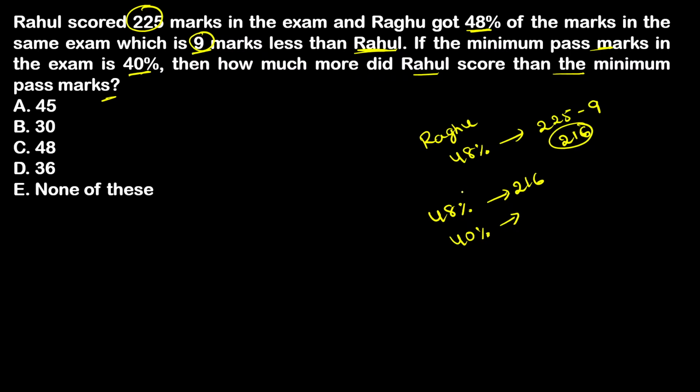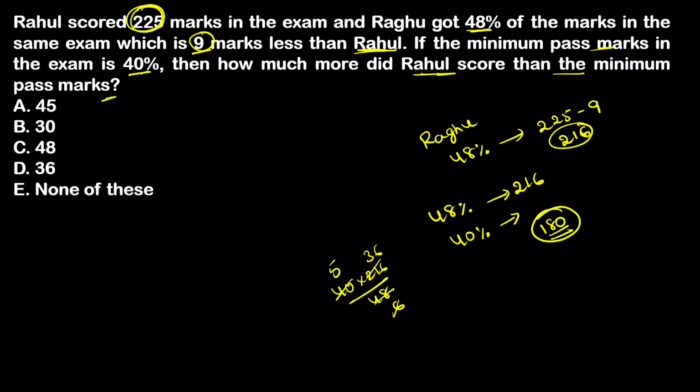If 48% is 216, if you try to calculate it this way, 8 times 5, 8 times 6, 6 times 36, so 36 into 5, that's 180. So 40% is 180. And Rahul scored 225 marks. The question is, how much more did Rahul get than the minimum pass marks?